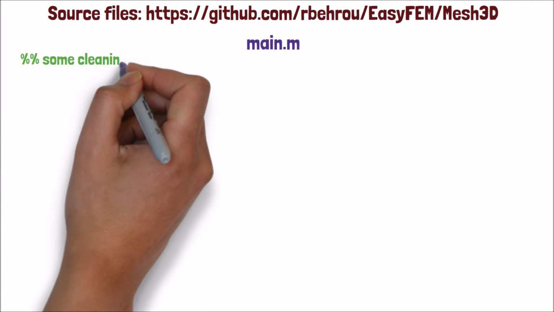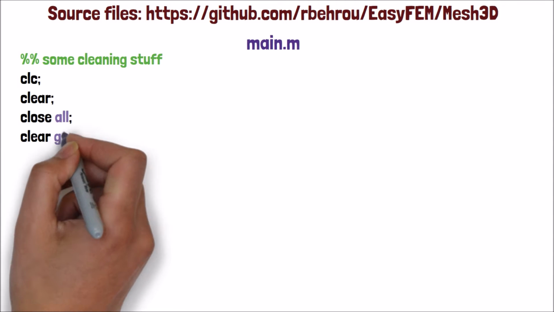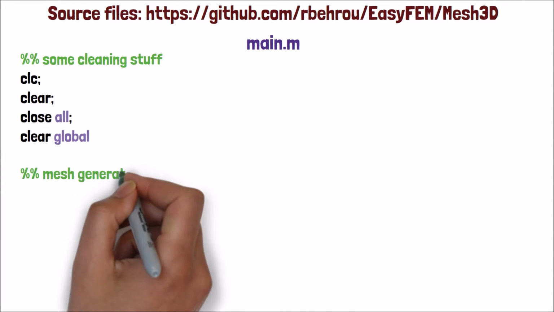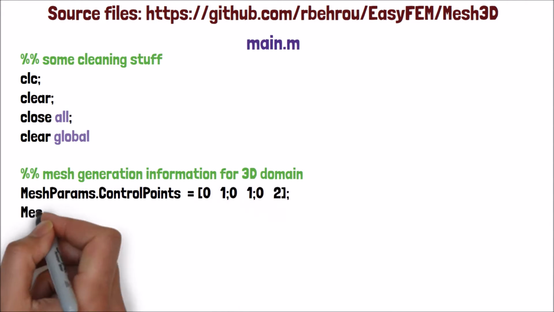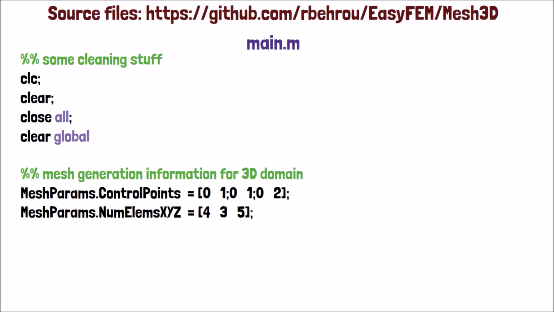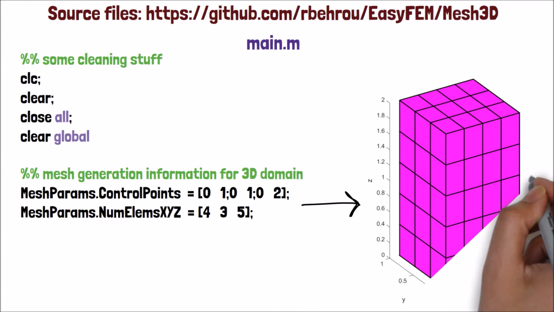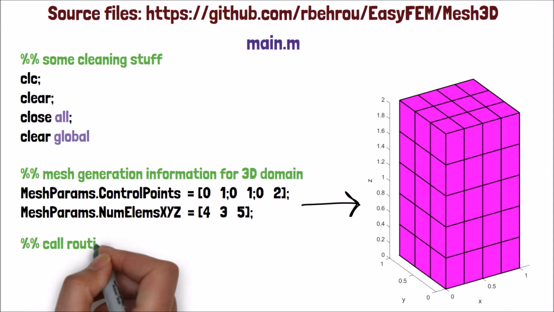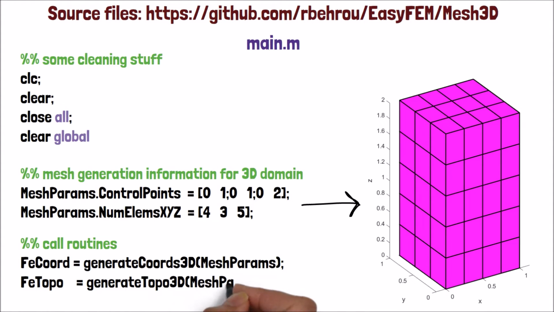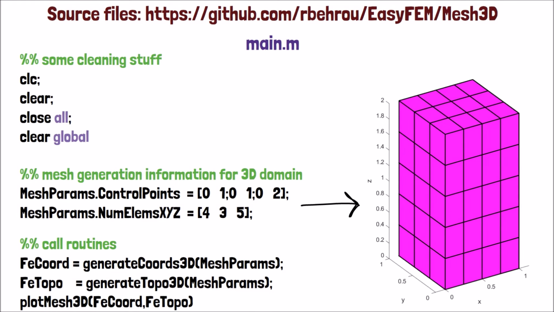Okay, here is the content of the main.m function, some MATLAB cleaning stuff. Then, we will use the meshperms variable as a MATLAB structure array to store control points and the number of elements in each direction. For example, for a 1x1x2 domain, we want 4 elements in the x direction, 3 in the y direction, and 5 in the z direction. Next, we call nodal coordinates and the connectivity matrix generator functions. Finally, we can pass the nodal coordinates and the connectivity matrix into the plotmesh2d function to visualize the mesh.